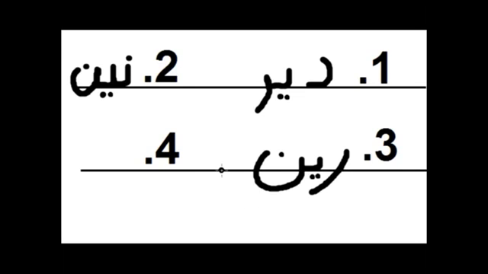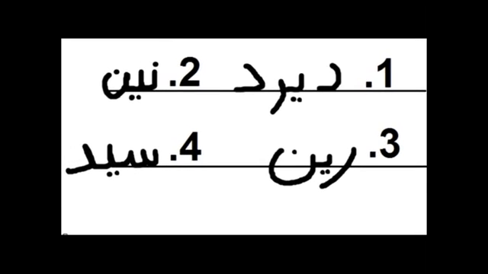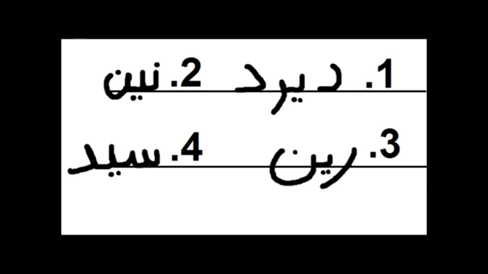The last word, seed. Seed. The seen, backward W, connecting to the ya, connecting to the daal. The daal here actually should be more of a point, type of thing like that. But I'm just trying to give you an idea of how it's written, not necessarily exactly like this, because I'm writing through the computer, which makes it difficult to write.